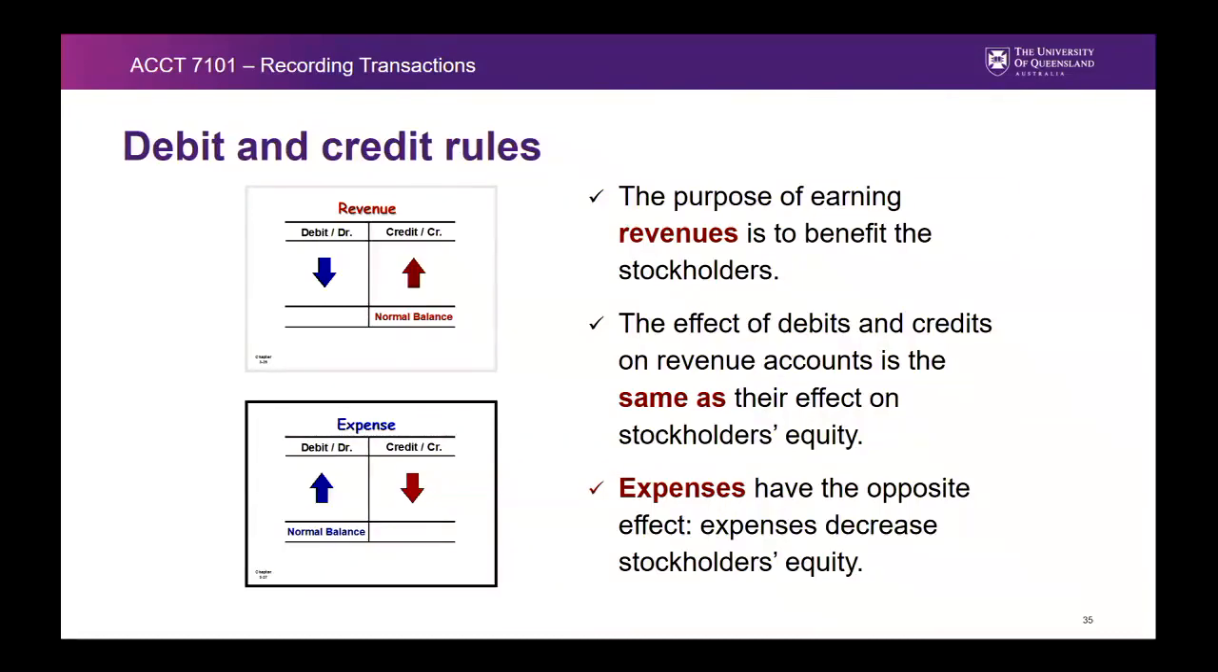What we've got, the effect of our income or revenues and expenses is that the revenues have an effect of increasing equity. So there's the natural credit there, and expense is a debit, because expenses have an effect of decreasing equity, and equity has a normal credit balance.